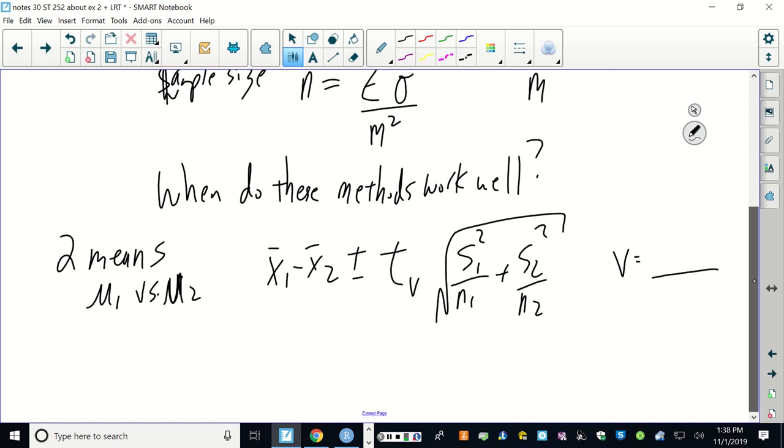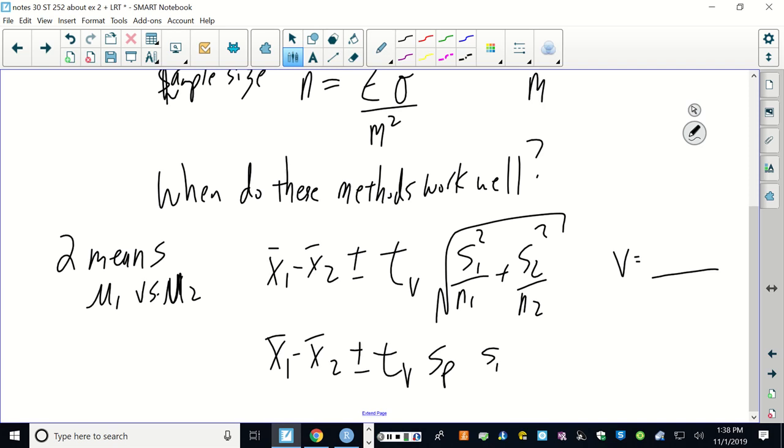Alternatively, you could pool the standard deviations. So if you pool them and get a combined estimate, then it's that times the square root of 1 over n1 plus 1 over n2, and then we use degrees of freedom that are n1 plus n2 minus 2.